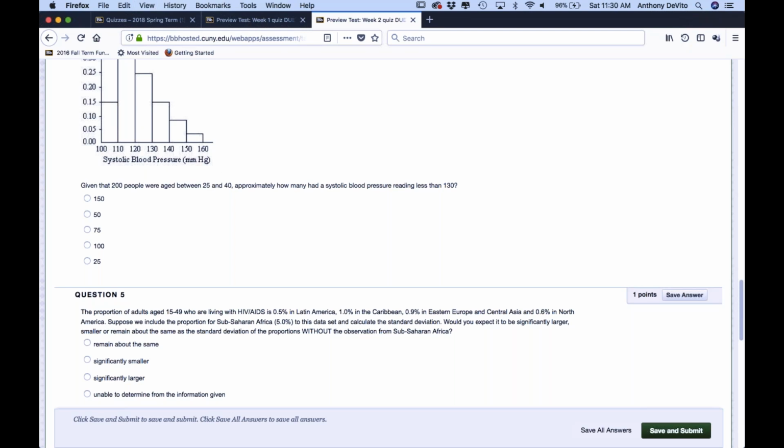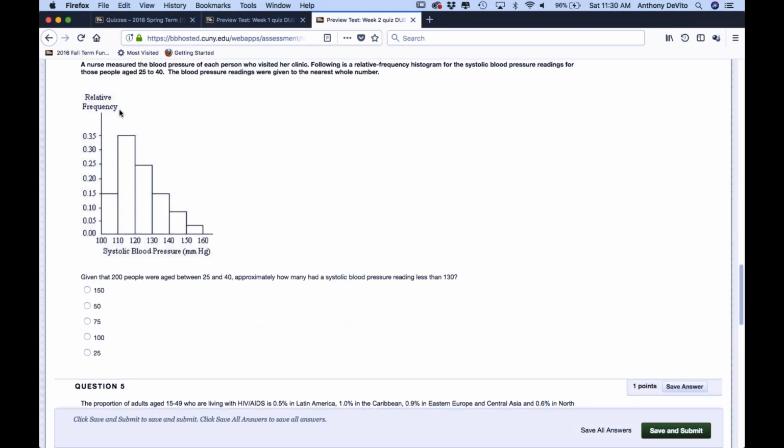Professor Weicker chose 200 people, right? Remember I mentioned, let's assume that's 100 people for a moment, right? So what percentage of the people had a blood pressure less than 130? Well, let's see, it's going to be 15% of the people, 35% of the people are between 100 and 110, 35% of the people are between 110 and 120, 25% are between 120 and 130. So 15, 50, 75% of the people have a blood pressure less than 130.